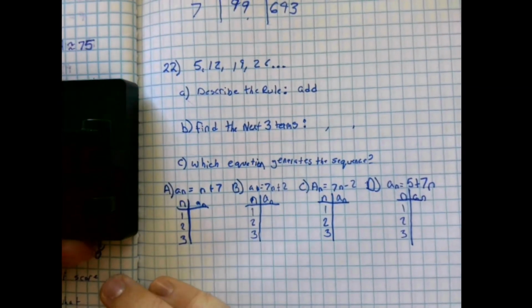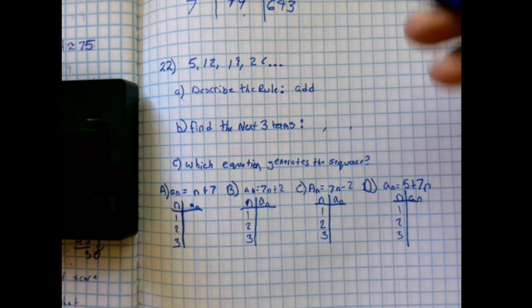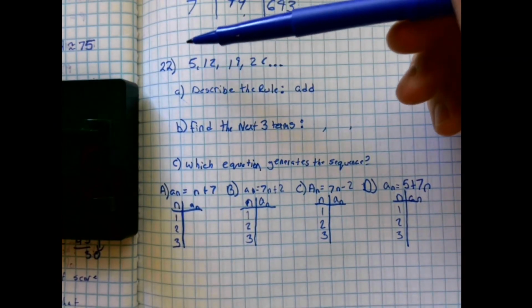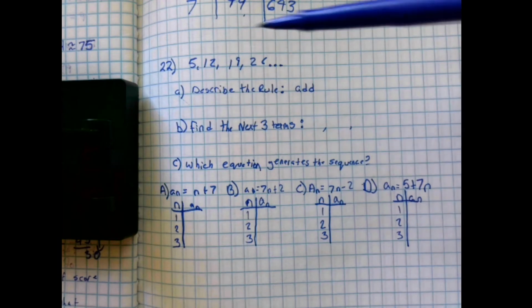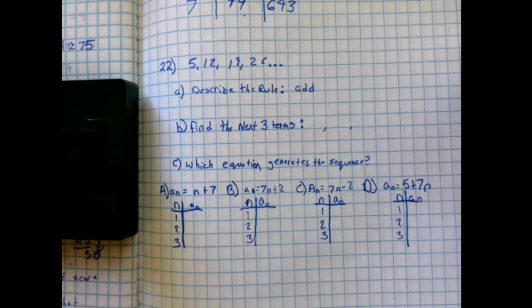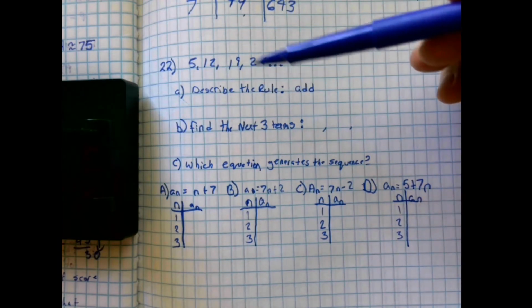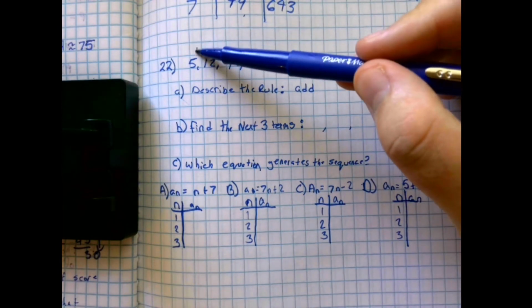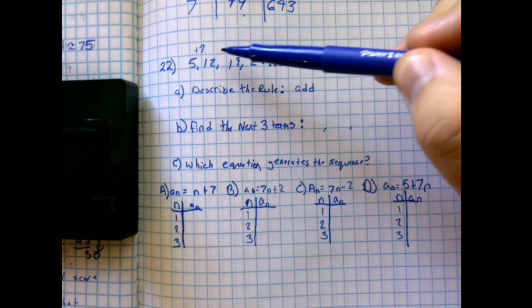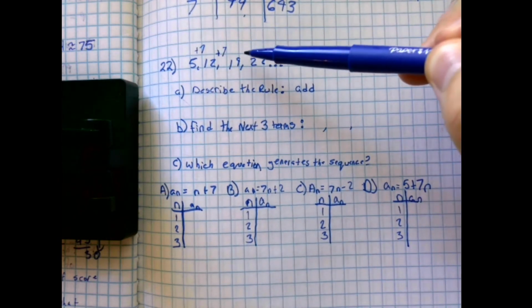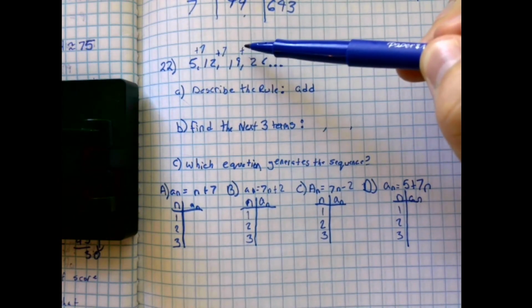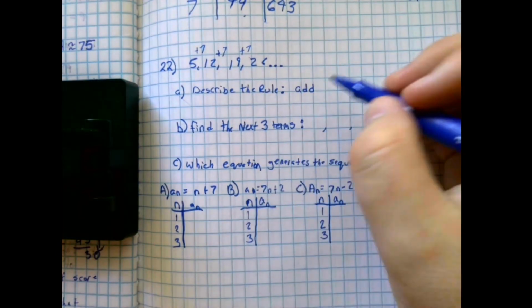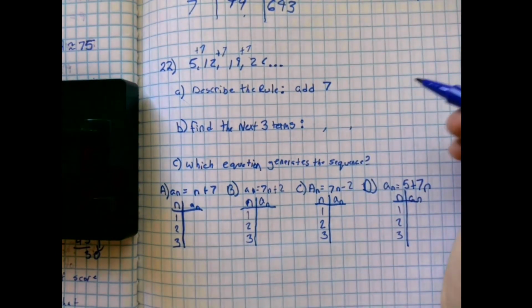Our last starred problem is question number 22. Question number 22 gives us a sequence. It says 5, 12, 19, 26. First, we need to describe the rule. Now, we're having a steady increase here. From 5 to 12 is plus 7. From 12 to 19 is plus 7. And from 19 to 26 is plus 7. That means that the rule here is add 7 to the previous number.